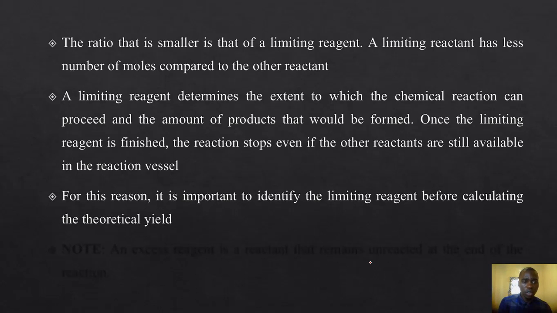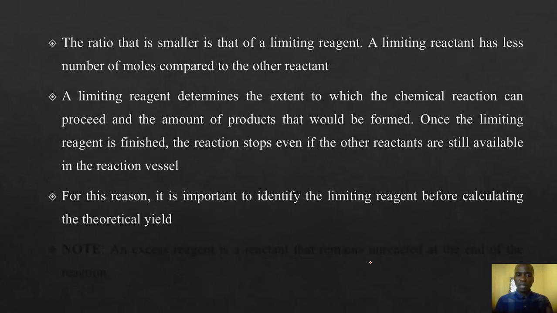For this reason, it is important to identify the limiting reagent before calculating the theoretical yield. Later on we are going to encounter something called theoretical yield, meaning how much product is expected to be produced from a certain reaction. To know this, you need to understand limiting reactants, because the limiting reactant is the one that determines how much product is going to be produced.